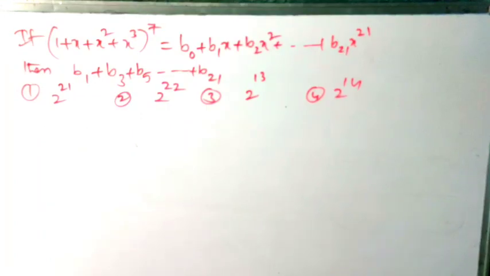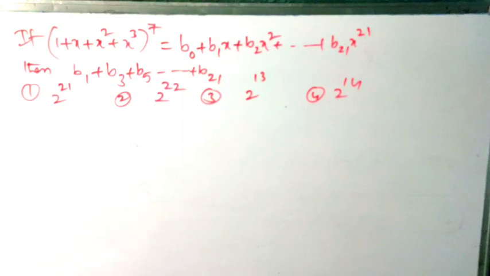Next question. If (1 + x² + x³)⁷ equals b0 + b1x + b2x² + and so on up to b21 x²¹, then find b1 + b3 + b5 and so on up to b21. So this is nothing but the sum of the odd coefficients.